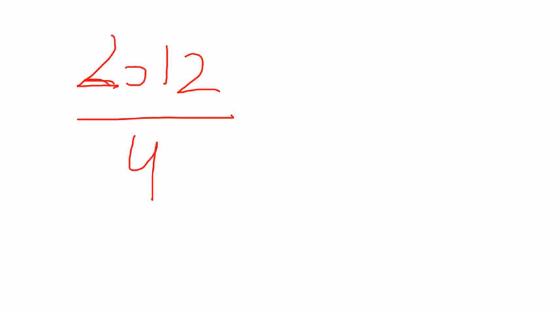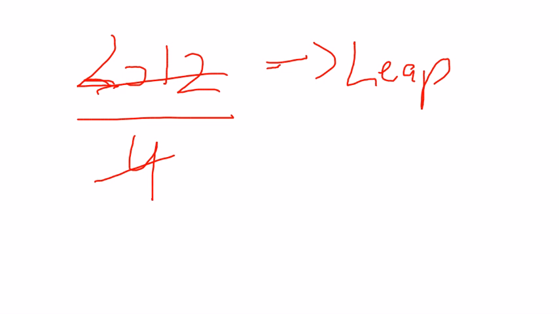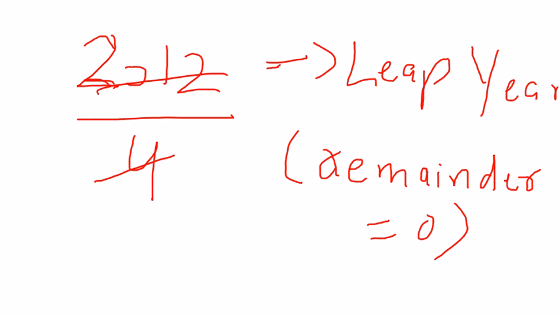In normal years, which are the years that are not centuries, for example 2012, we'll just check by dividing it by the number 4. If the remainder comes out to be 0, that simply means it's a leap year. Yes, it's a leap year, as the remainder is 0.